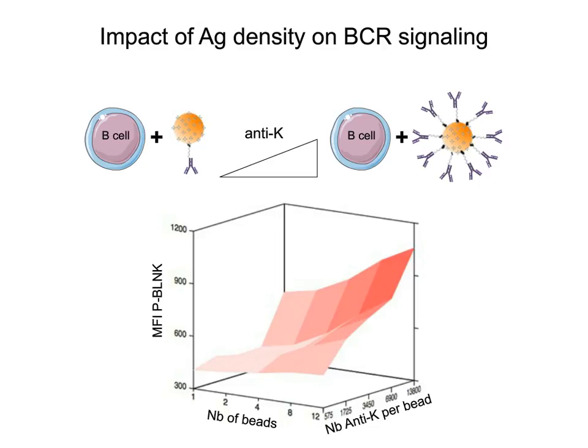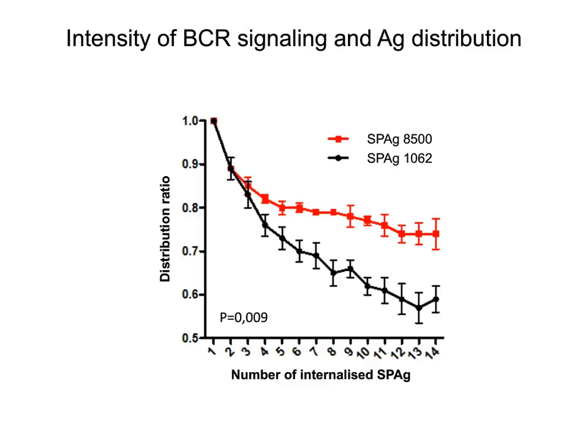And if we use these tools, we can really now study what is interesting us. So what is going to be the impact of BCR signaling on the antigen distribution inside B cells? So we have compared two different SPAG.